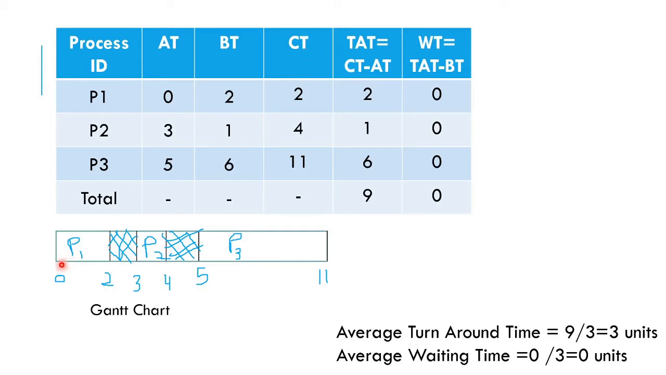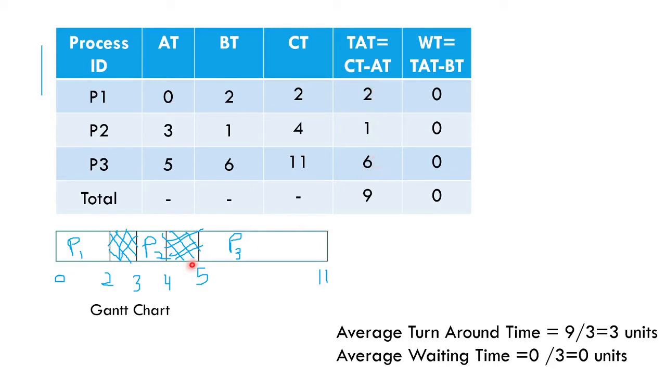See the process. P1 gets completed at 2, P2 gets completed at 4, P3 gets completed at 11. So that is what I have written: 2, 4, 11. When we talk about turnaround time, it is the time the completion was done minus the time the process arrived. So 2 minus 0, 2; 4 minus 3, 1; 11 minus 5, 6. So that is how I calculate.